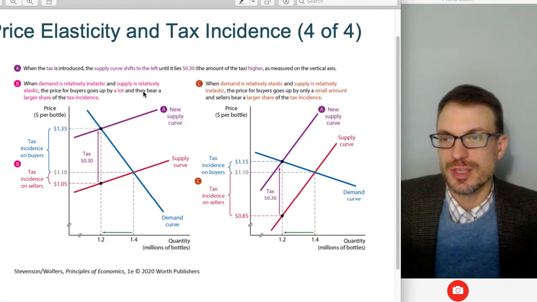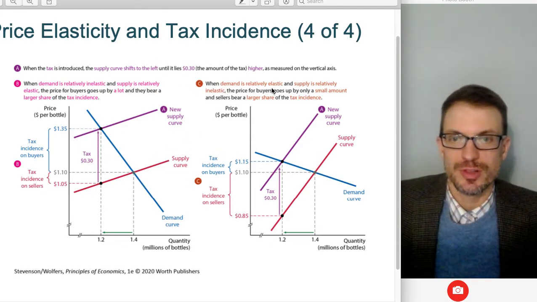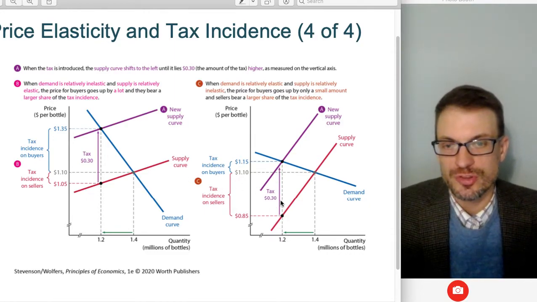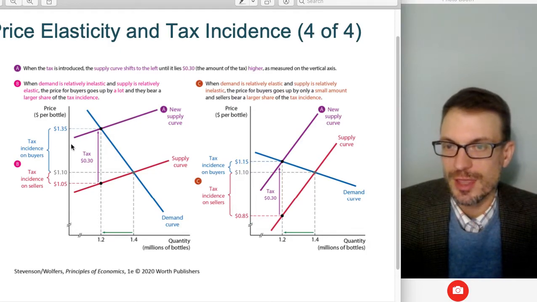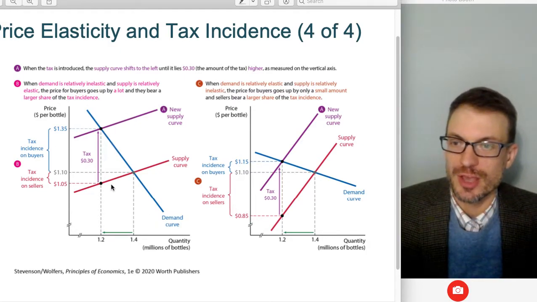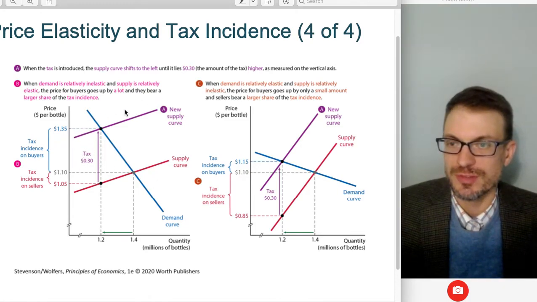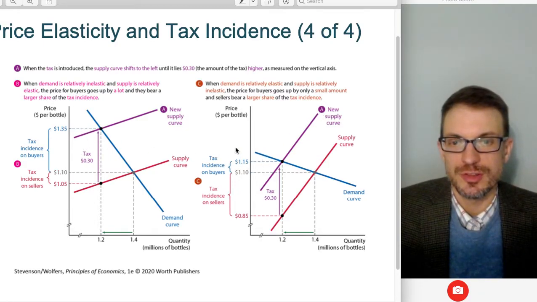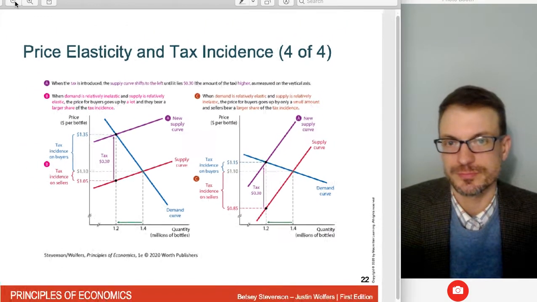When demand is relatively elastic and supply is relatively inelastic, the price for buyers goes up by a little and sellers bear a larger share. Look at the share of this 30-cent tax. It's a 30-cent tax either way. When demand is relatively steep and supply is relatively flat, most of the tax is borne by buyers. When supply is relatively steep and demand is relatively flat, most of the tax is borne by sellers.